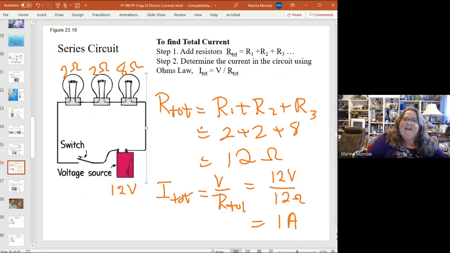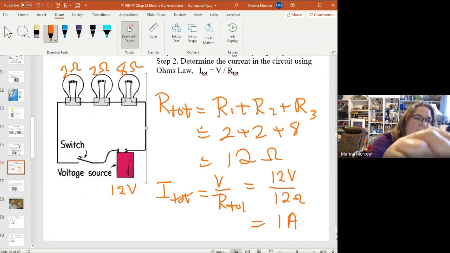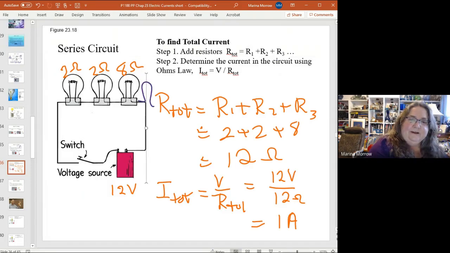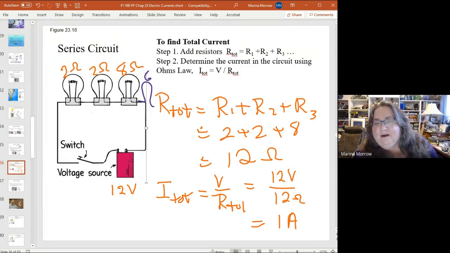Now, what if I added more resistors in? What if I added another 6 ohm resistor in there? So I put in another light bulb. Well, what would happen then? So if I put in another light bulb, that was 6. Okay, well, adding that in, now I'm going to have another 6 in there. And so this is going to be 18. Now I'm going to have 12 over 18.